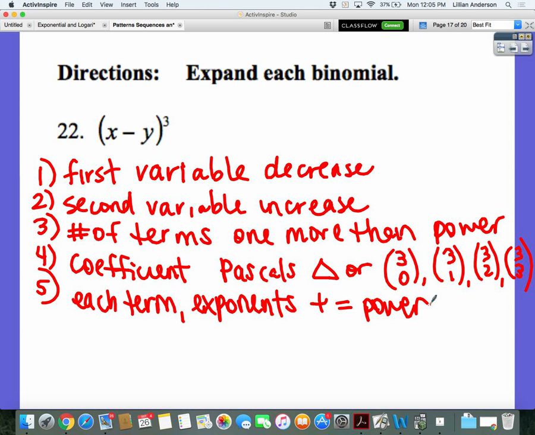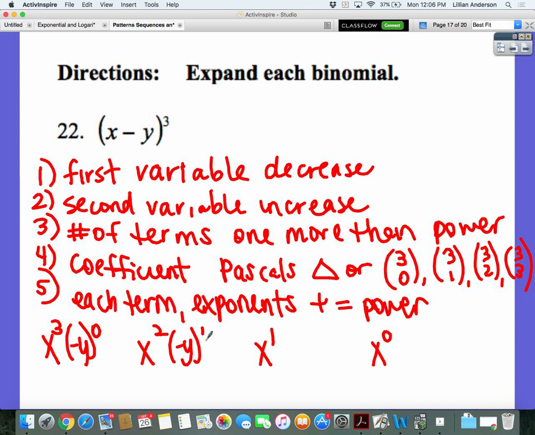So, when we try to expand this binomial, the first variable is going to decrease, so that's going to be 3, 2, 1, all the way down to the 0 power. Your second variable is going to increase. Now, because it's a negative, that minus is going to go with the y. It's going to be negative y to the 0 power, negative y to the first power, negative y to the second power, and negative y to the third power. Don't forget about the negatives.